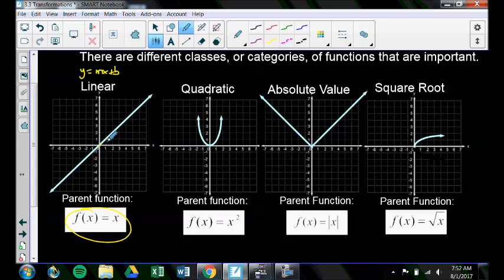There's a parent quadratic, which gives you this parabola, y equals x squared. A parent absolute value, y equals the absolute value of x. Absolute values make a v, whereas quadratics make a u. And a square root is like a parabola on its side, and also cut in half, y equals the square root of x. These are 4 examples, but there's many, many, many more parent functions.